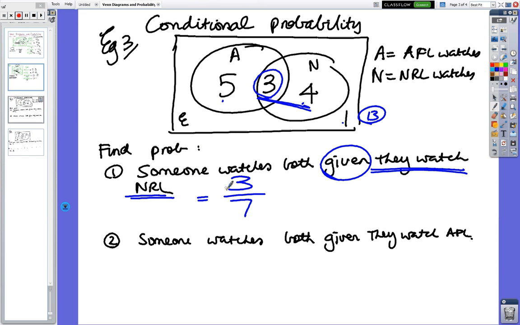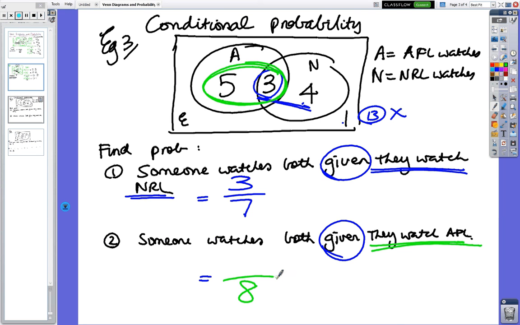So the condition takes out some of the people, so we don't have 13 people, we only have 7 people. Again, in this next one, I've got the word given. Have a go at that one and see how you go. Okay, they have to watch AFL, so I've only got 8 people, so the answer is going to be out of 8. And how many people watch both? 3. So that's the answer. Copy that and come across.